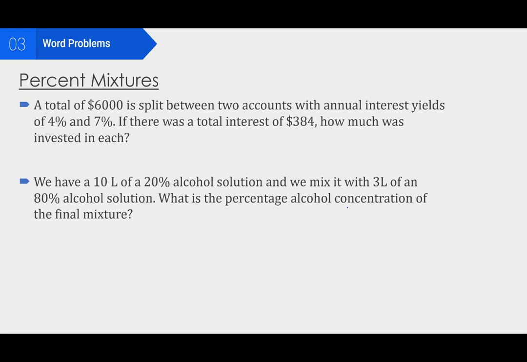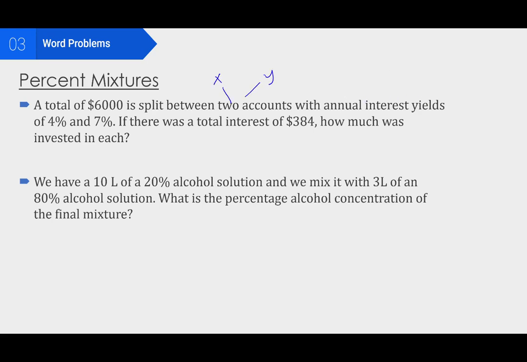Okay, let's look at ones that involve percentages and mixtures. On these, again, you want to make sure that you are setting up two equations, one for each topic or group, however you want to think about it, one for each total. On this first one, a total of $6,000, we're talking about money again, is split between two accounts with annual interest yields.